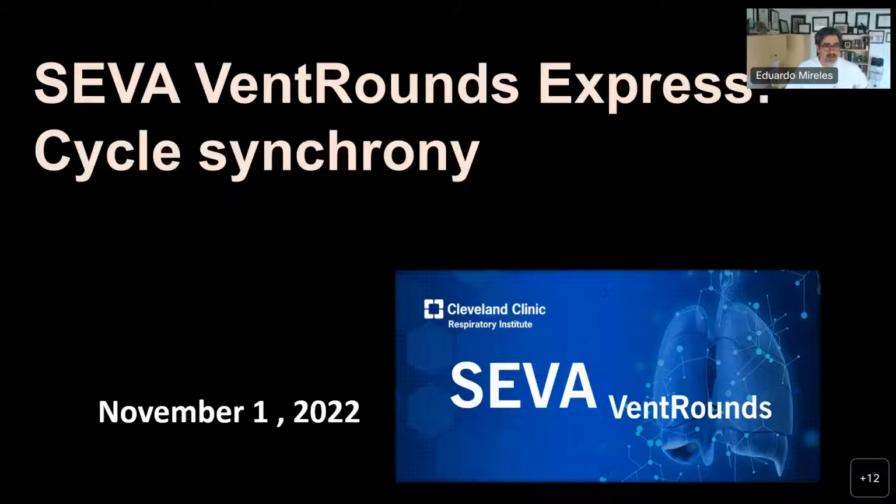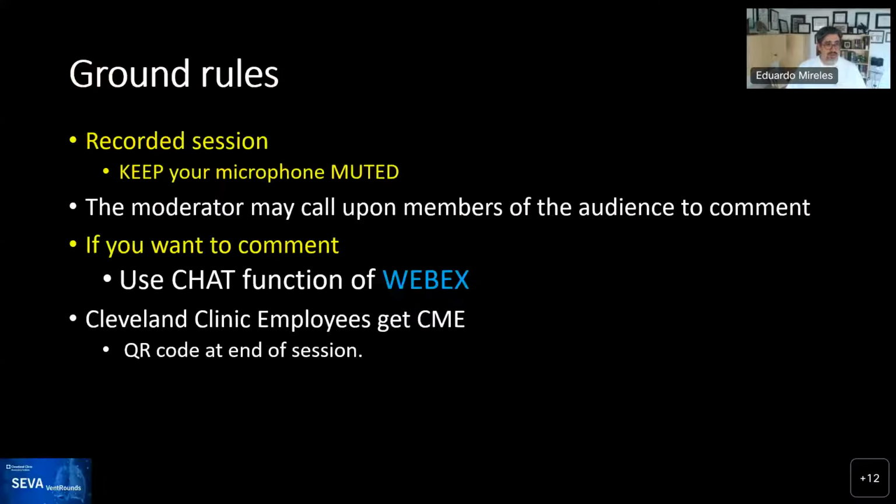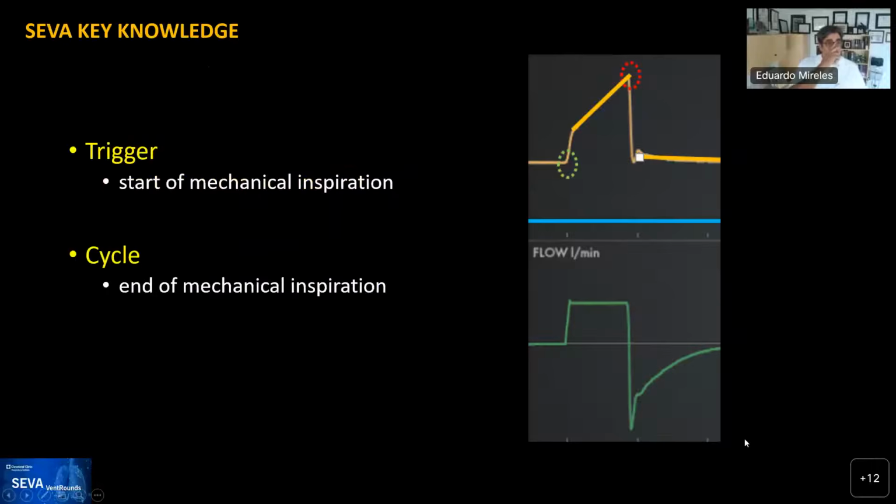Trigger means the start of mechanical inspiration. Trigger can be started by the patient, or it can be started by the ventilator or the machine. So meaning started by the time, so you set a respiratory rate, or it can be triggered by the patient, or a signal from the patient. And then cycle is the end of mechanical inspiration. So meaning the end of the inspiratory phase cycles off and expiration starts.